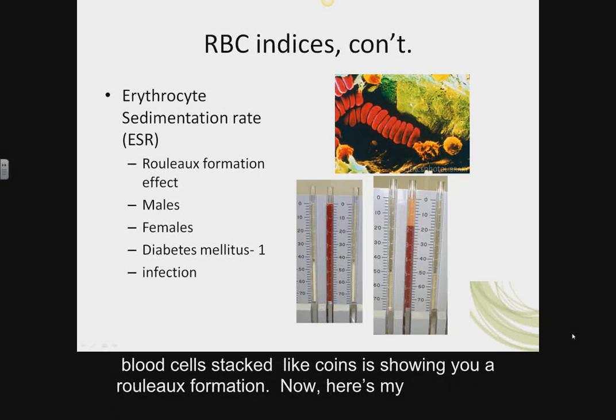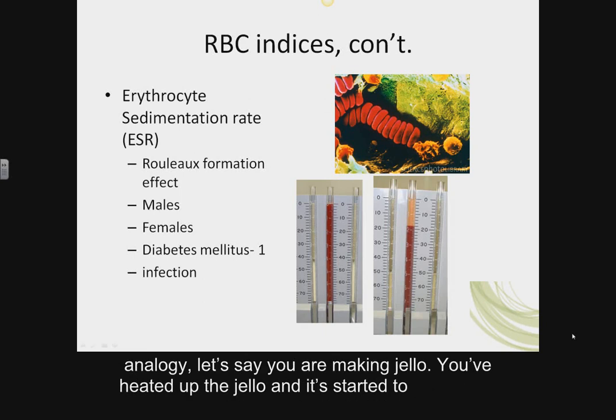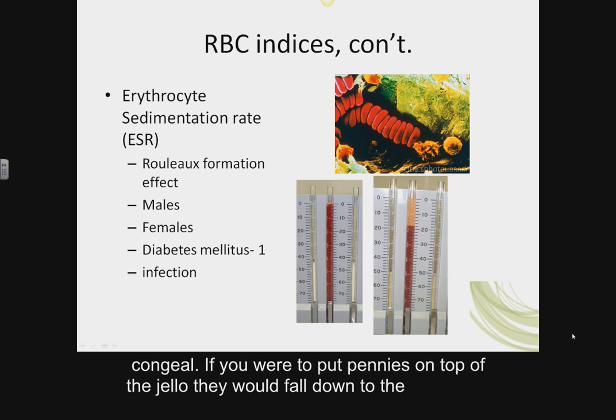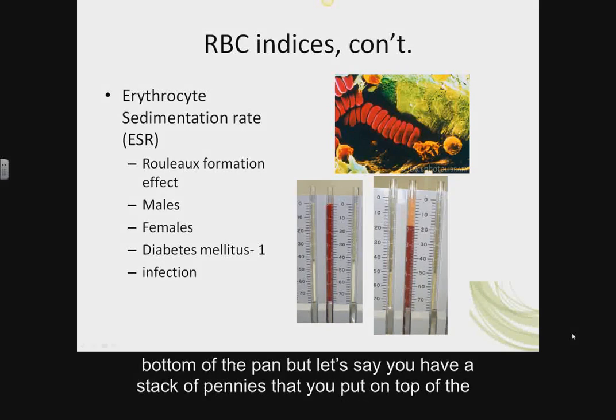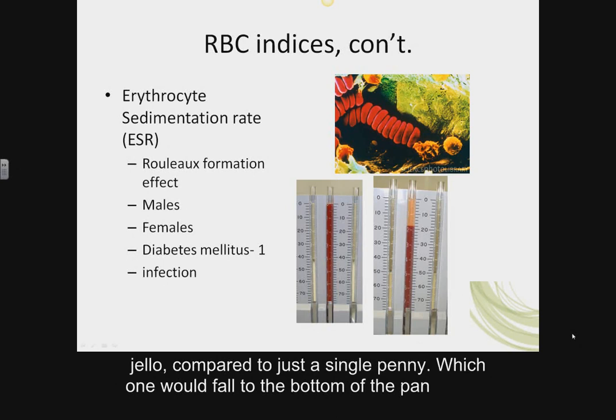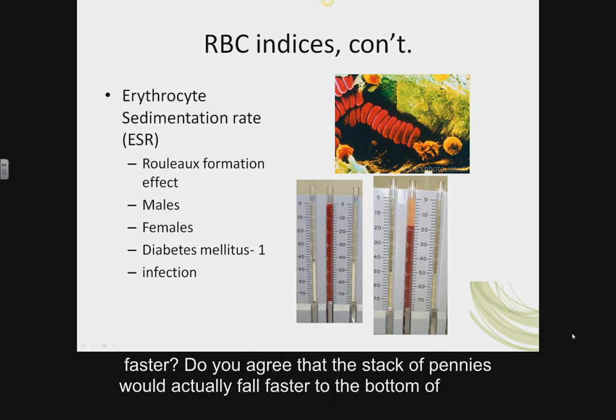Now here's my analogy. Let's say you are making jello. You've heated up the jello and now it's starting to congeal as it cools. If you were to put pennies on top of the jello, they would fall down to the bottom of the pan. But let's say you have a stack of pennies that you put on top of the jello compared to just a single penny. Which one would fall to the bottom of the pan faster? Do you agree that the stack of pennies would actually fall faster to the bottom of the pan than an individual penny? Well, that's a rouleau formation.